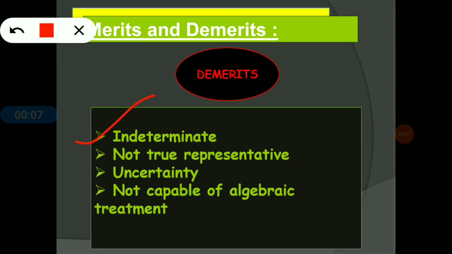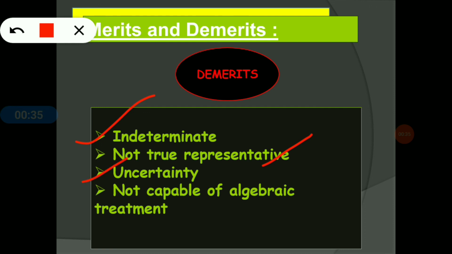Now going to the demerits slide. The first one is indeterminate. That means it cannot be determined in bimodal and multimodal distributions. Clear? Now going to the next one, it is not too representative because it is not based on all observations, all items in a data set. So that's why it is not a very representative value.